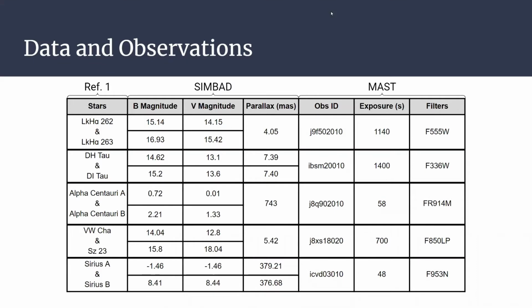As you can see, the stars are in the first column, chosen from a 1992 study by Bo Reiperth and Hans Zinnecker titled Visual Binaries Among Pre-Main Sequence Stars. The B magnitudes, V magnitudes, and parallax angles were found using the SIMBAD database, and the observation ID, exposure time, and filter data was found on the MAST database. From these numbers and observations, we were able to perform all the calculations needed to attempt to find any trends in the properties of binary star systems.